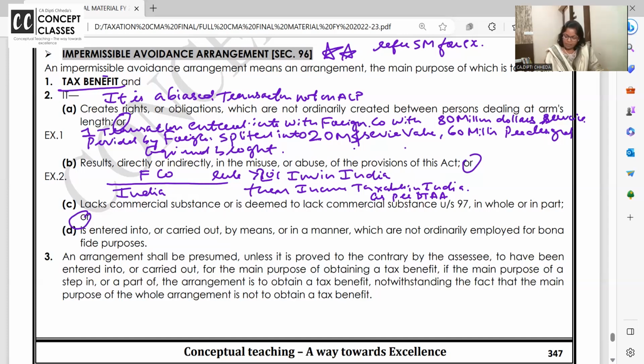चल, अब ना इसको अवॉइड करने के लिए हमने क्या किया देखो. F company is foreign company. 100% subsidiary बनाए. Okay, their subsidiary companies are A and B Co Limited. They will invest in India.